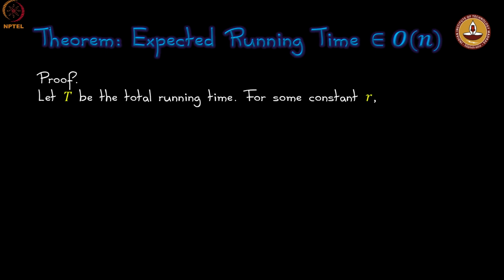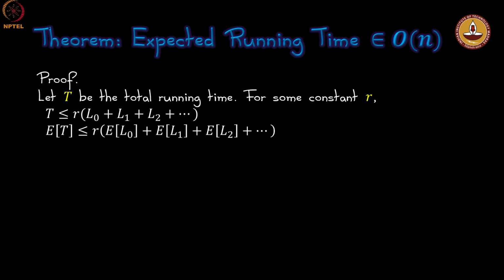Let's just denote the running time as t. Now, if you recall, I said that the running time in each recursive call is proportional to the number of elements that we consider. So let R capture that proportionality, so R is some constant. So the running time t is at most R times the number of elements that were there in the 0th recursive call, the first recursive call, and so on and so forth.